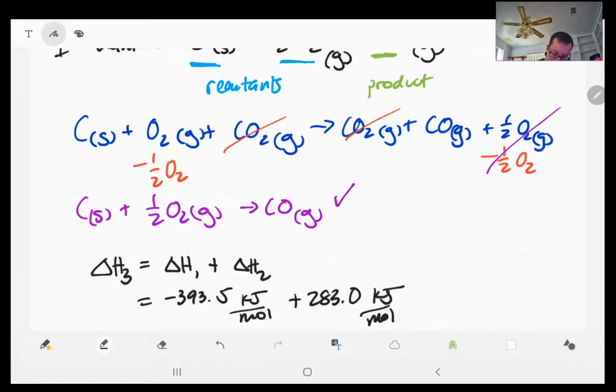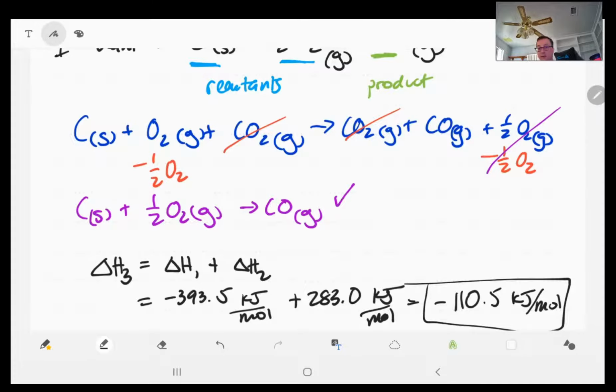And doing this, we have negative 393.5 plus 283, so we get negative 110.5 kilojoules per mole. Ta-da! So for something that we can't do experimentally, because it just wouldn't work, we would end up just going to CO2. We have ended up with what we wanted. So that is how we can calculate delta H for this reaction.